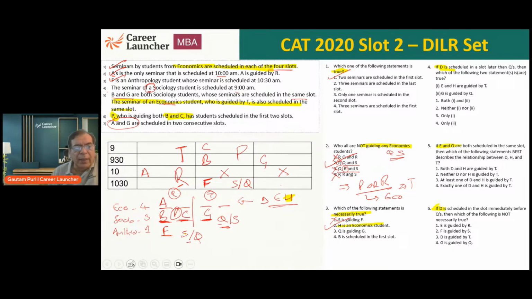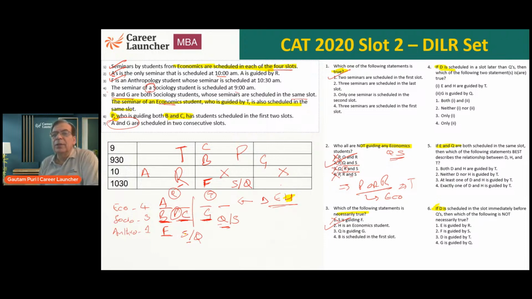Just for the sake of our understanding, I'll look at the other 2 statements also. Q is guiding G. Q may be guiding G, but Q could be guiding G or F. Hence, statement 3 is not true in all possible cases. Statement 4, B scheduled in the first slot. This is false. B is scheduled in the second slot. So while we did not need to check these statements, I've just done that because it's learning time, so let's have a look.